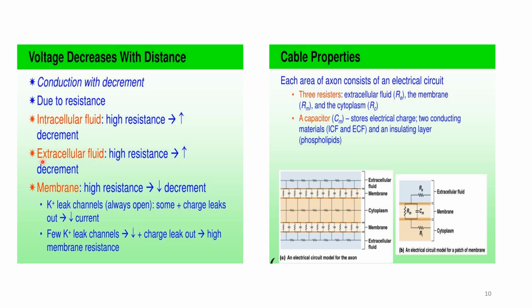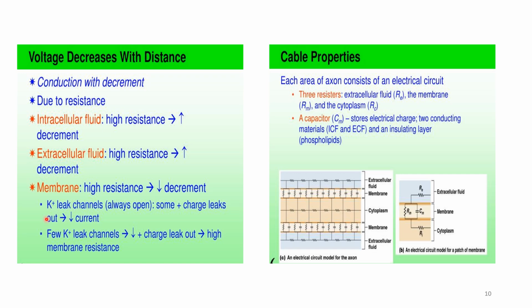Resistance in the extracellular fluid. If there is high resistance in the extracellular fluid, there is an increase in the decrement. Then coming to the cytoplasmic resistance, that is intracellular fluid resistance. If there is high resistance, then also it leads to an increase in the decrement. Then coming to the membrane resistance. If there is high resistance in the membrane, there is decreased decrement.